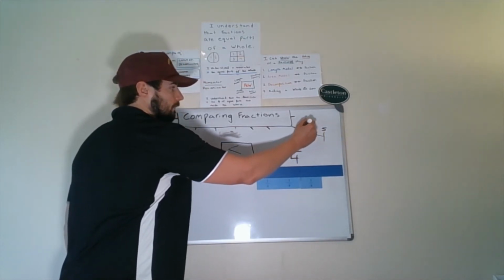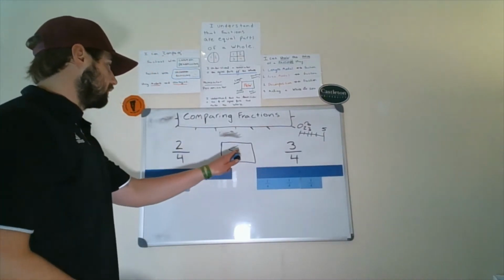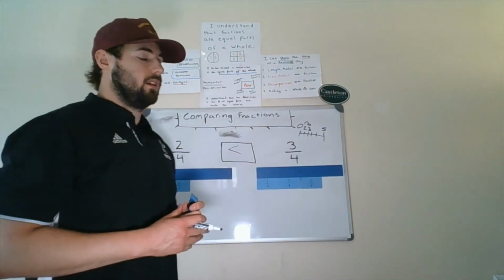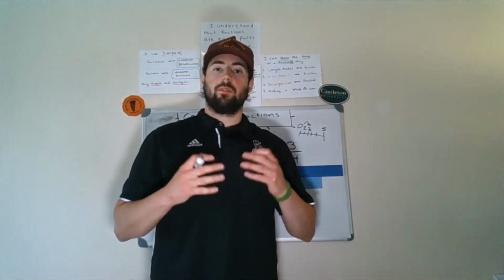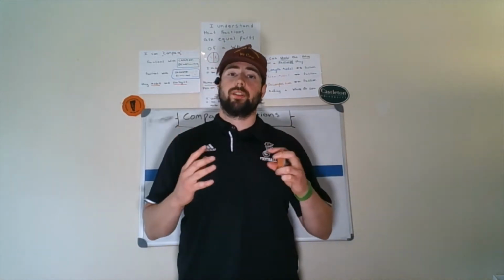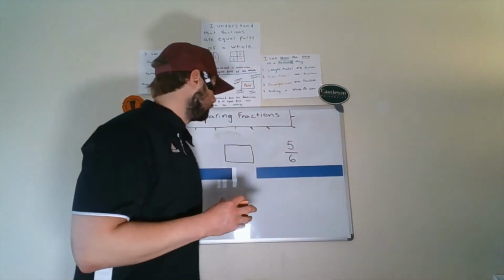3 is definitely greater than 2. 3/4 is greater than 2/4. The alligator eats the larger quantity, whatever has more value. Let's take a look at another example using those magnet strips.